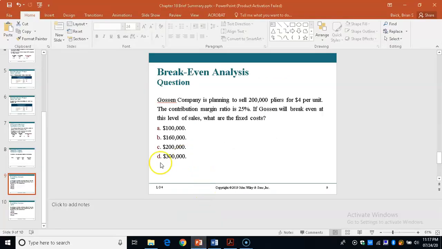Okay, so let's take a look at this problem here. So we have the answer, but I'm not going to look at the answer, even though we already flipped to that slide. It's saying, what is the break-even? It says, Gosselin Company is planning to sell 200,000 pliers for $4 per unit. The contribution margin ratio is 25%, which is 0.25. If Gosselin will break even at this level of sales, what are the fixed costs?